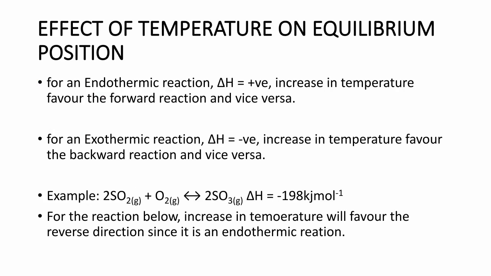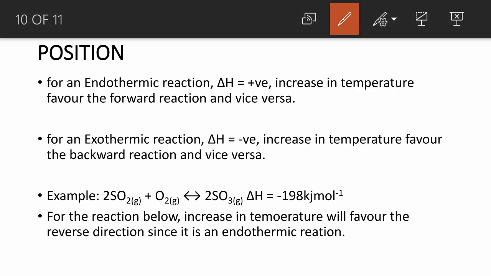Now let's look at the effect of temperature on equilibrium position. For an endothermic reaction, how do you know an endothermic reaction? Delta H is positive. Another way you can say that is that delta H is greater than 0. So once delta H is greater than 0, or positive, it is an endothermic reaction. Increase in temperature will favor the forward reaction. As long as the reaction is endothermic, increase in temperature will favor the forward reaction and vice versa.